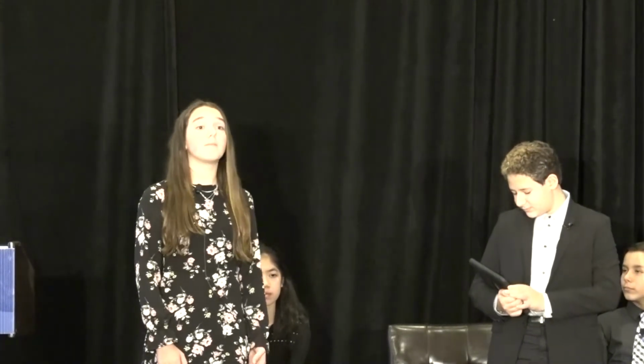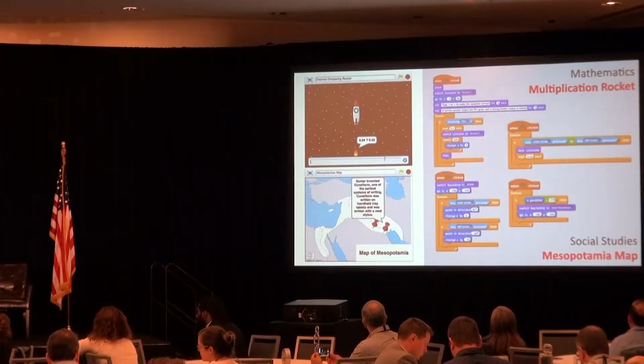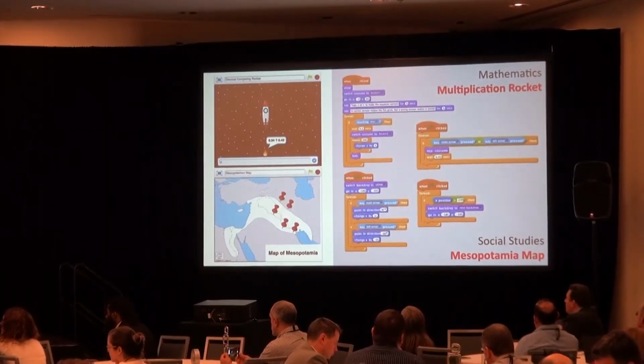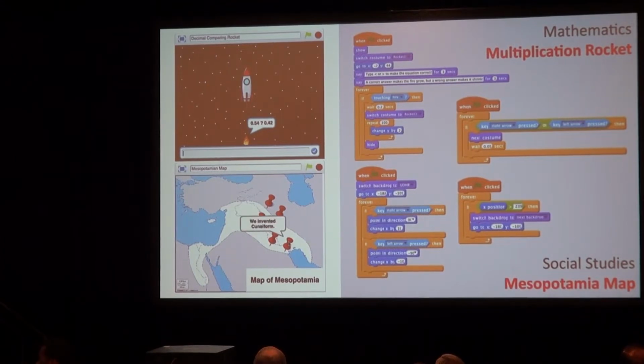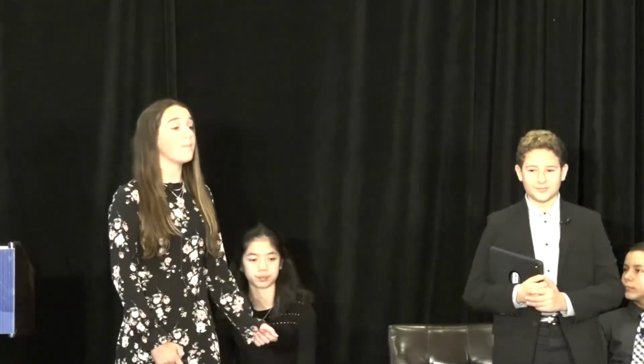Coding is embedded into everything in our school. In 5th and 6th grade, at the end of each year, there's a minimum of 4 coding projects due: 1 for math, 1 for social studies, 1 for ELA, and 1 for science. In 5th grade, while learning our multiplication skills, we created a multiplication rocket, where the concept was to have the rocket blast off. By answering questions correctly, the fire would get bigger, but when you answered the questions wrong, the fire would get smaller. At the end of our Mesopotamia unit in 6th grade, we created a map of Mesopotamia to show what we know.